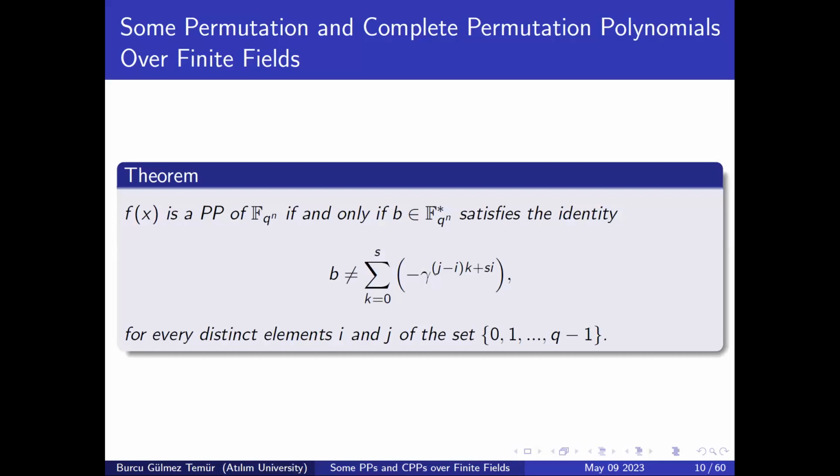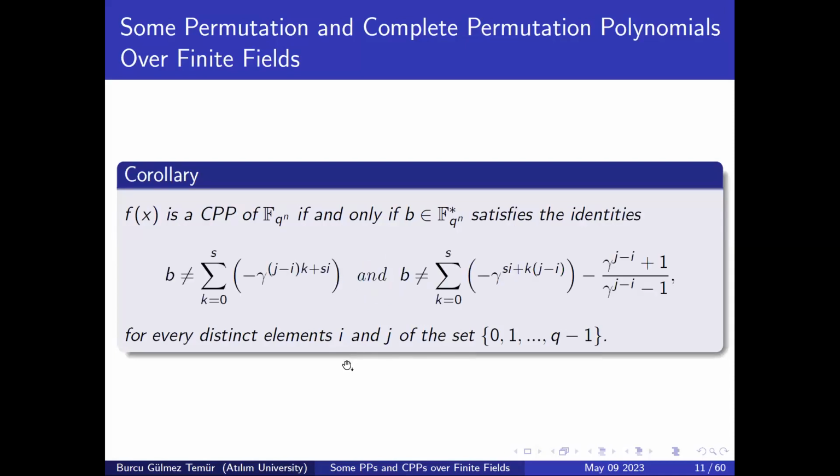Instead, we couldn't find the b's for which f(x) is a permutation polynomial, but instead we found when it will be a permutation polynomial if b is not this. Okay, so this is not a very good result actually. And similarly, we have also found that if b is not this and this, then it's a complete permutation polynomial.